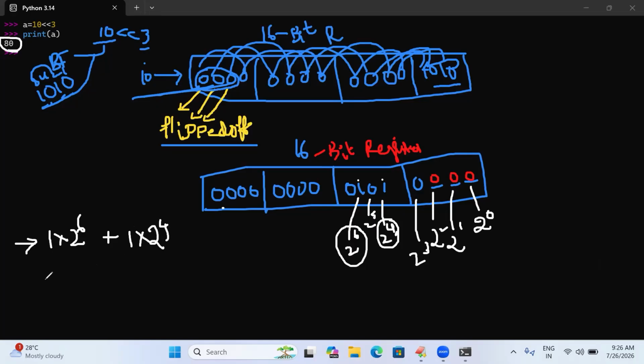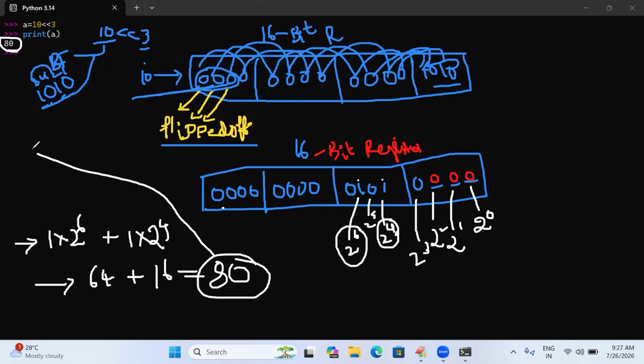If I do this, 1 into 2 to the power of 6 is 64, plus 1 into 2 to the power of 4 is 16. So 64 plus 16 is going to be 80. So that is the reason we got the output as 80, right? So this is all about the bitwise left shift operator.